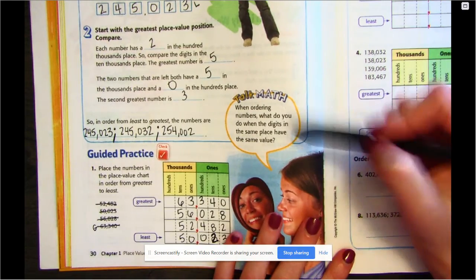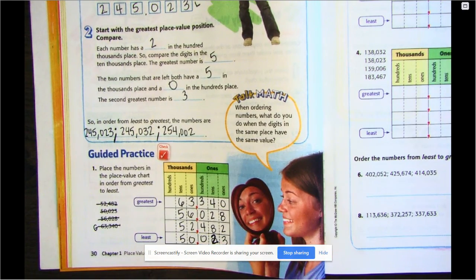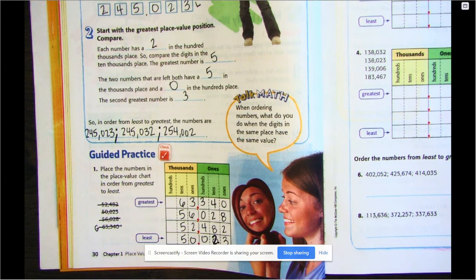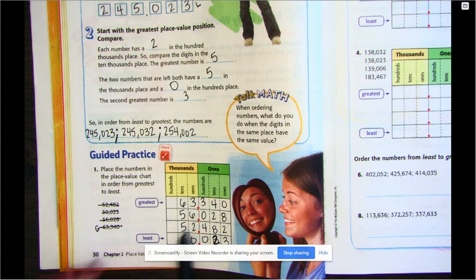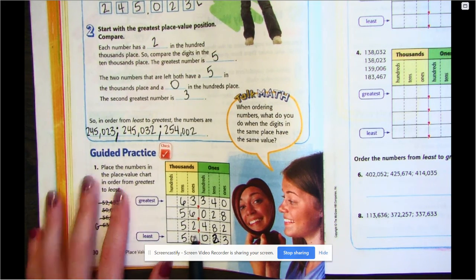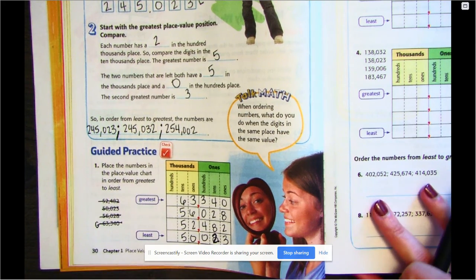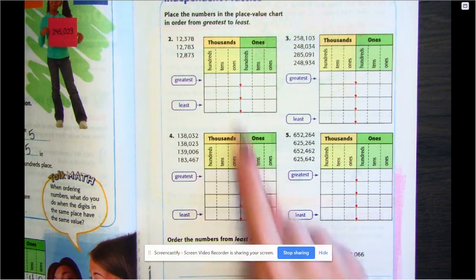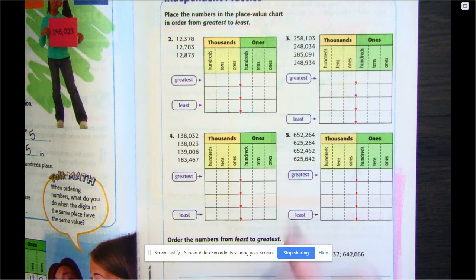So, our little question today: when ordering numbers, what do you do when the digits in the same place have the same value? Well, easy. We just move to the next lowest place value. So because all of these numbers had a 5 in the 10,000s place, we moved to the next place, and we saw that they were different, and we can actually compare those numbers. So when you do your work today, a lot of your problems will look like this, and they will actually have a place value chart for you to use.